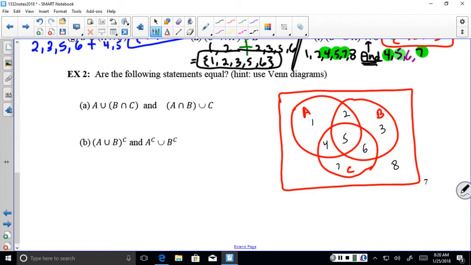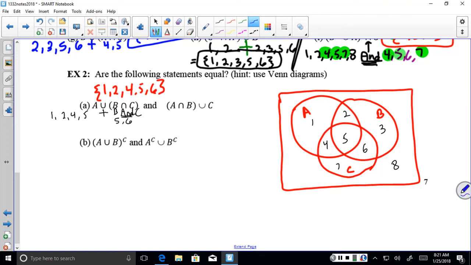And then to see if these two statements are equal, I'm going to find which numbers are on the left side and which numbers are on the right side. So looking at this first one, that means plus right there. So everything in A, which is 1, 2, 4, 5, plus everything that's in B and C. So which of these numbers are in circle B and circle C? The 5 and 6. And so this first one equals the set containing 1, 2, 4, 5, 6.